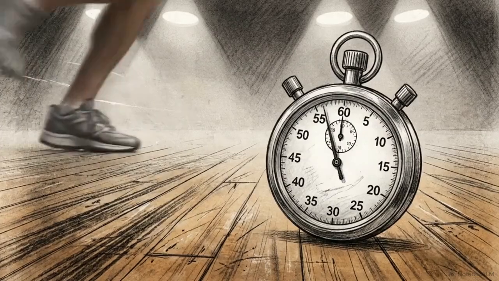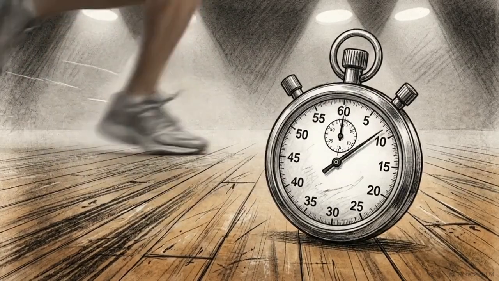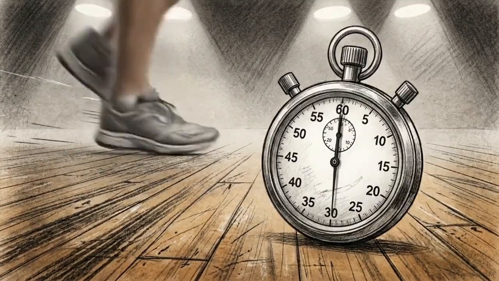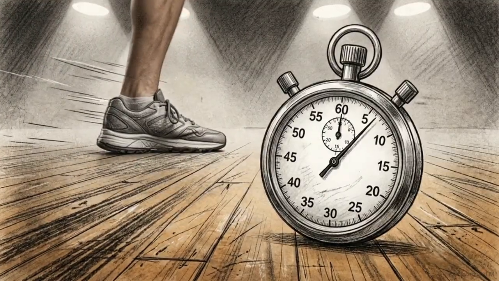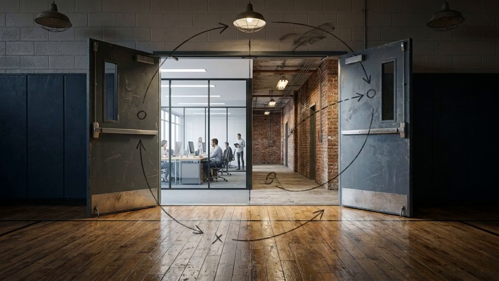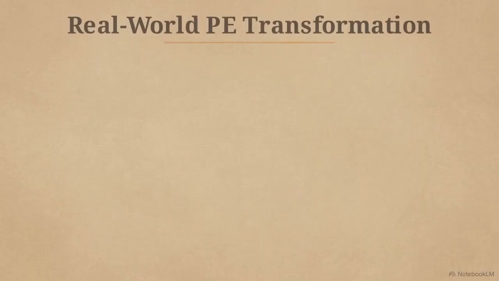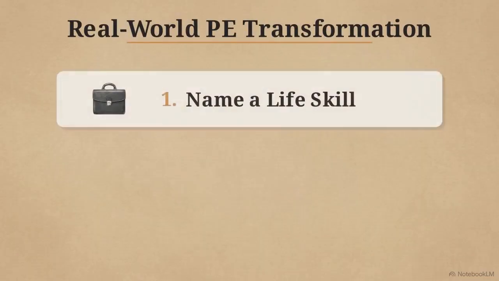If physical education is just 45 minutes of aimless running to burn off energy, students will treat it exactly like that, an empty placeholder. To make this time count, we need a structure that connects gym class to life outside it. In the next 5 minutes, you are going to learn how to transform a basic, everyday drill into a real-world PE lesson. This transformation rests on 3 specific steps.